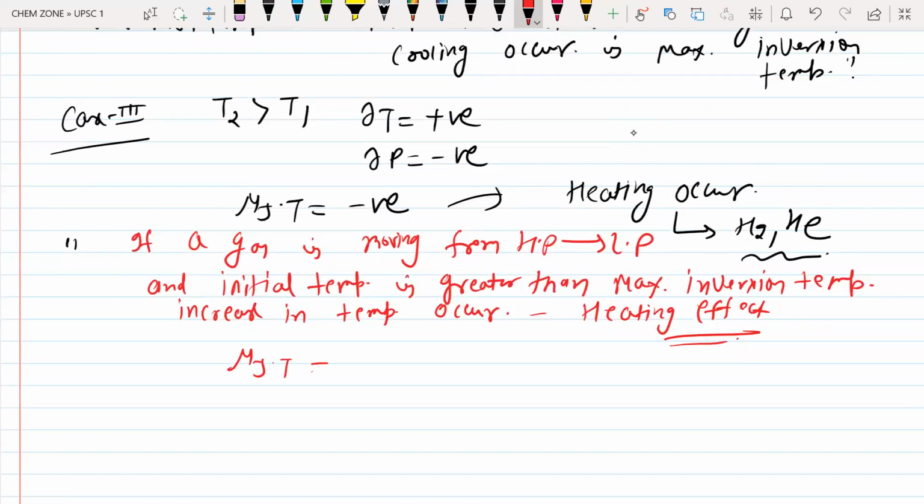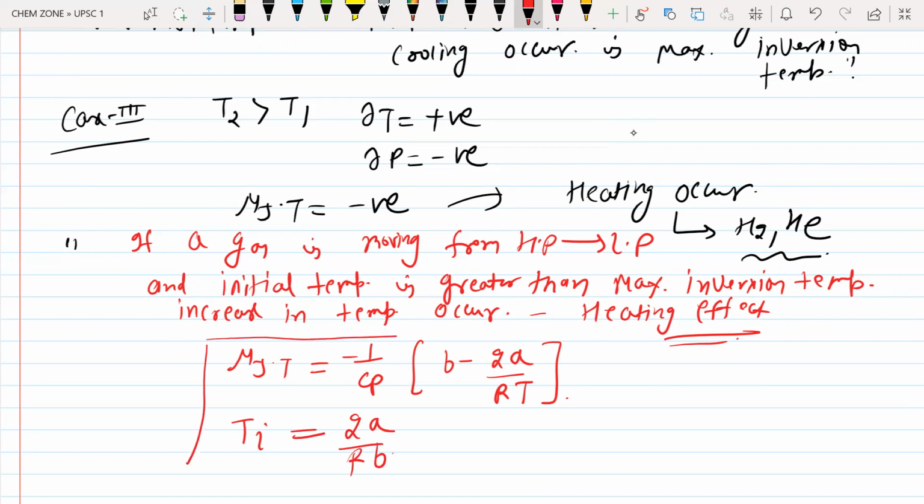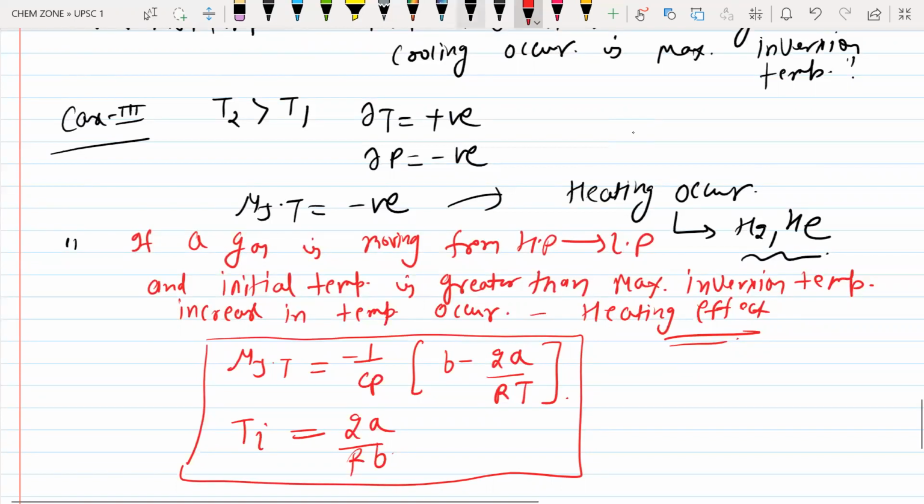There is one more important result which can be obtained by using van der Waals equation, the value of mu JT and the value of inversion temperature. This can be asked in the upcoming exams. We will discuss the proof of these equations in a separate video.